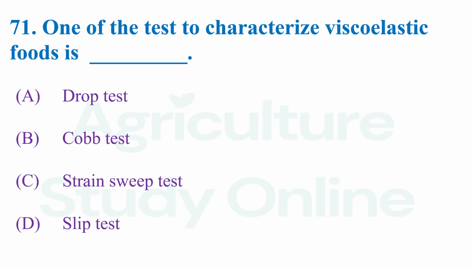Question number 71. One of the tests to characterize viscoelastic foods is. This is a concept of rheology, that is the viscoelastic properties of food. The first one, drop test, is basically used for impact or texture testing. Cobb test measures the water absorption of paper or any packaging materials.